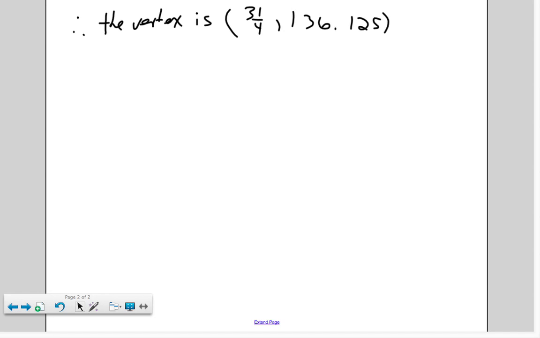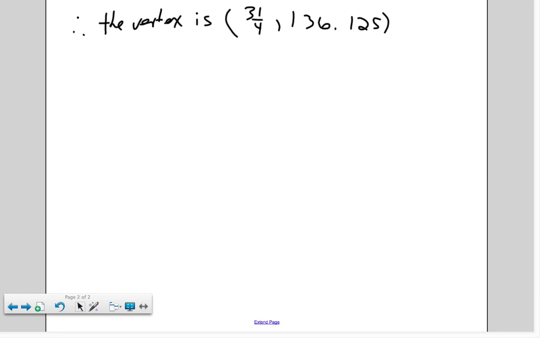For the vertex, x equals 31 over 4, and y is 136.125. This question is sort of a joke. So what is our maximum value here?